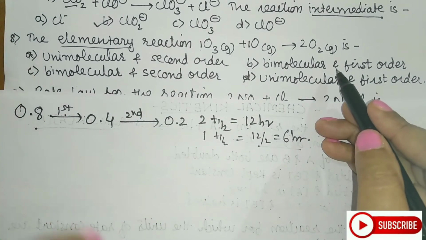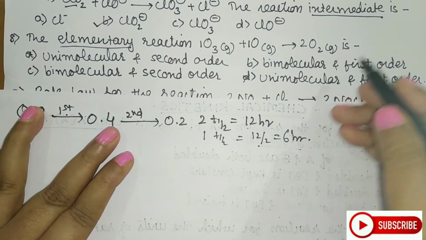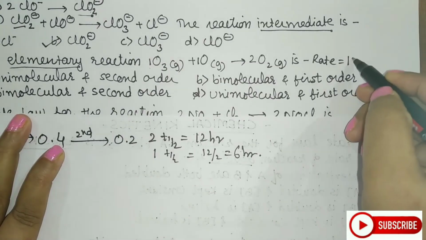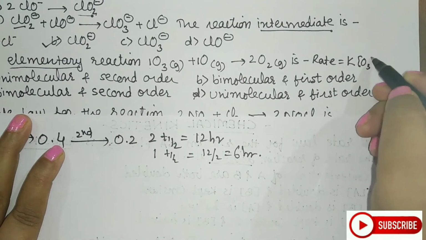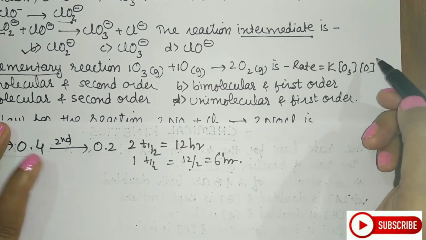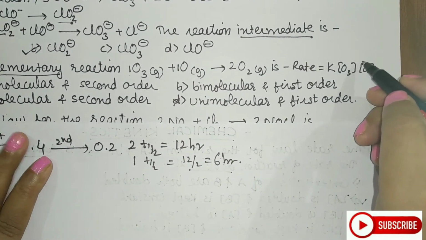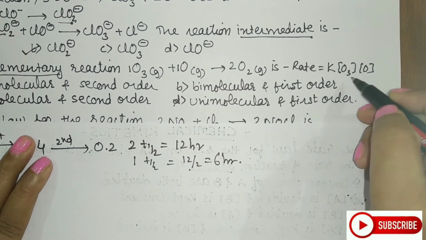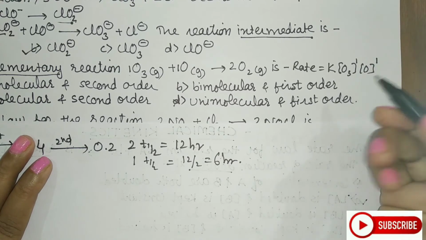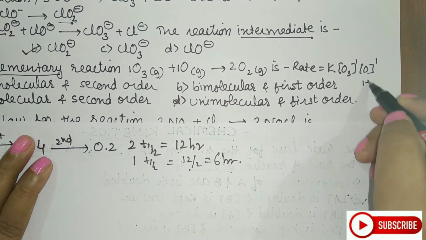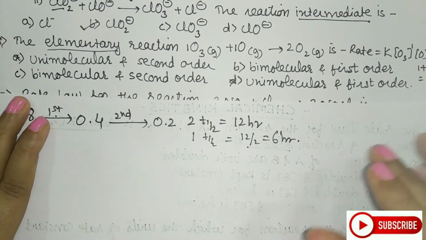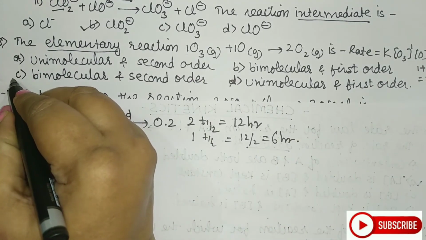Now I have to check for the order. If I write the rate for this, rate is equal to K, concentration of ozone and that of oxygen. So you know how to calculate the order. It is the sum of the powers that are raised to the concentration terms. So this is 1 and 1. So what is the order? It is 1 plus 1. So it is a second order reaction and bimolecular. So your answer is the third option.